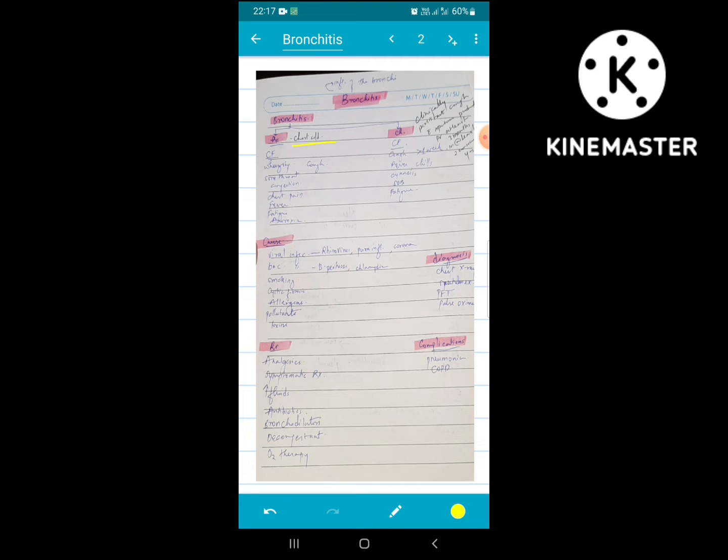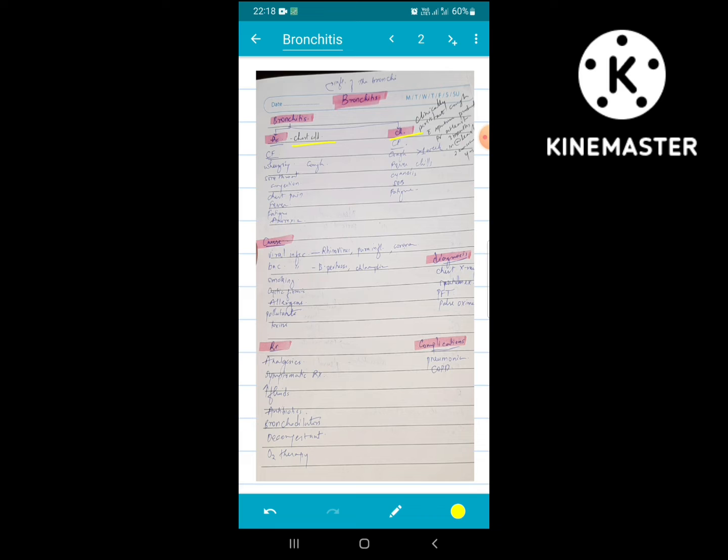But when it comes to chronic bronchitis, there is a definition: it is a clinically persistent cough with sputum produced for at least 3 months in at least 2 consecutive years. That is, in 2 continuous years the patient is going to cough for 3 continuous months. For example, in 2021 the patient should have coughed for at least 3 continuous months, with sputum. And again in 2022 he coughs continuously with expectoration for a minimum of 3 months. So that is chronic bronchitis.